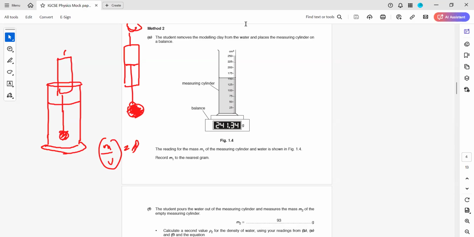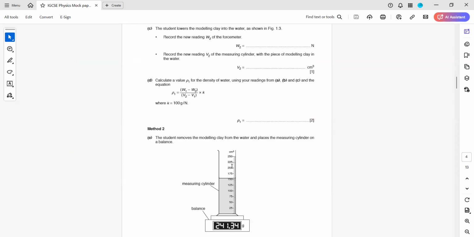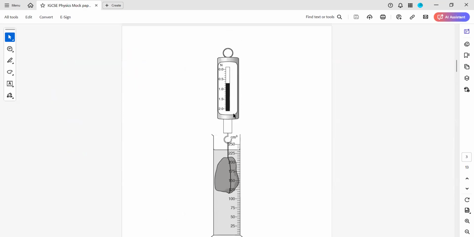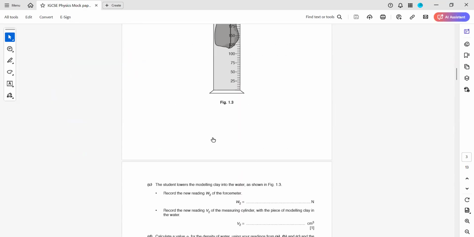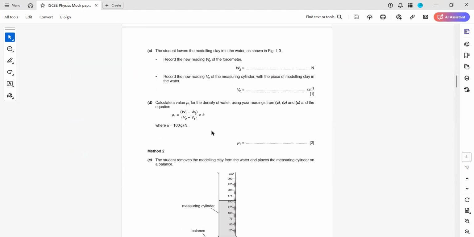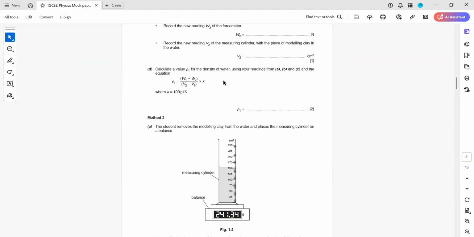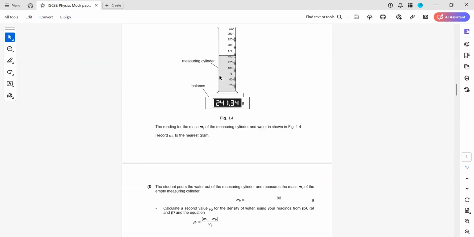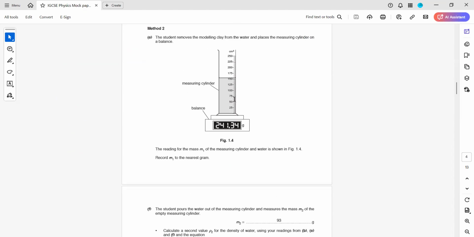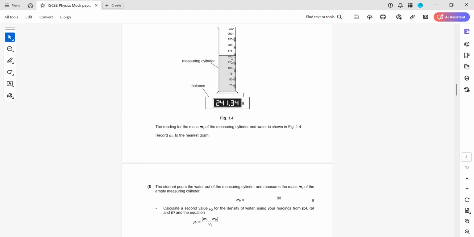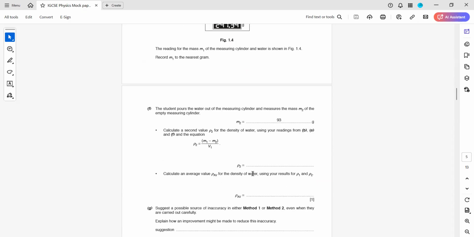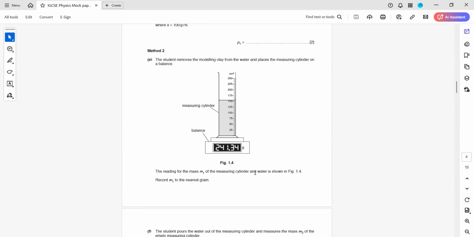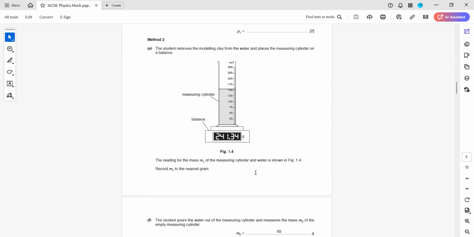And the experiment is what? The experiment is to find the density of the water we were using with this concept. The second method: we fill the measuring cylinder with the liquid, the water, and place it on the balance, and then we measure the mass of the empty measuring cylinder. We took the difference in the mass divided by the volume, and we got the density. That is the second method of finding the density.